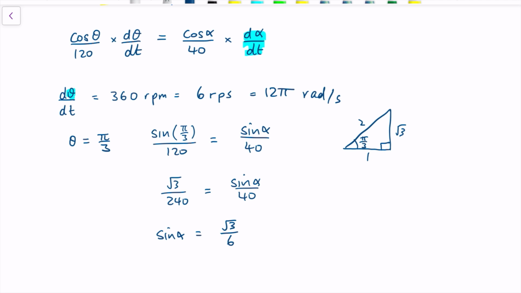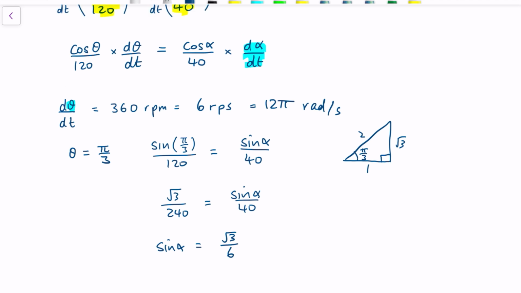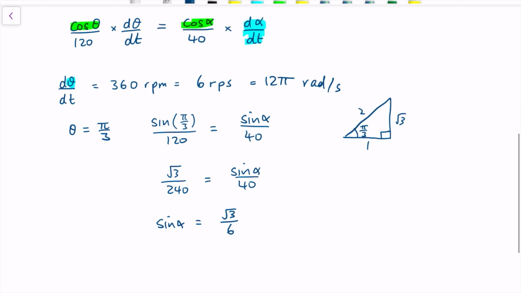Okay, and if you look back to the derivative expression, we don't need to know what alpha is, we just need to know what cosine of alpha is. Likewise, we didn't need to know theta was pi over 3, we want to find the value of cosine of theta. So substituting the information we've got into that expression, the related rates expression up here, cosine of theta, well, theta is pi over 3, cosine of pi over 3 is a half, so we've got a half divided by 120 times d theta dt, which was 12 pi, and that equals cosine of alpha.